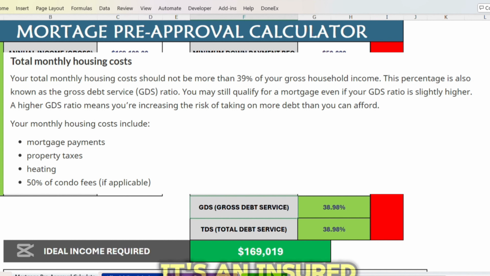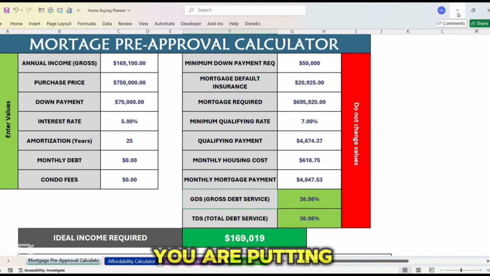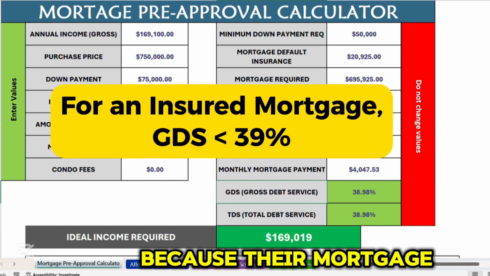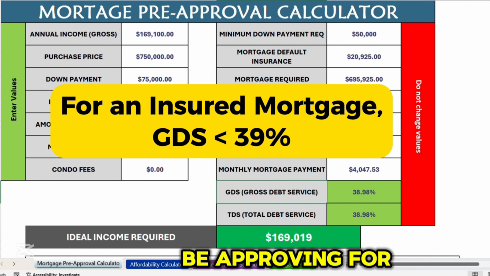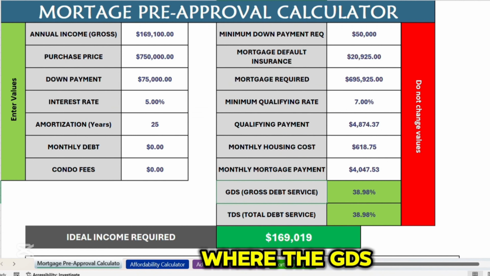And particularly when it's an insured mortgage, that is where you are putting less than 20% down, it cannot exceed 39%, because the mortgage default insurance providers such as CMHC have set the limit that they will only be approving the mortgage default insurance where the GDS is less than 39%. So now with this income, we are good with the GDS since it is lesser than 39%.